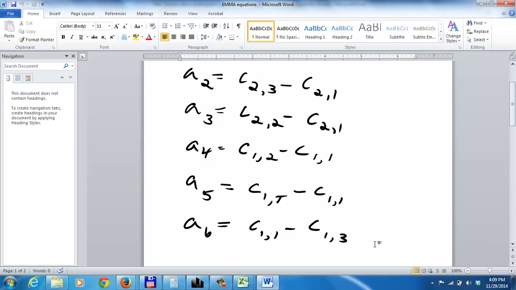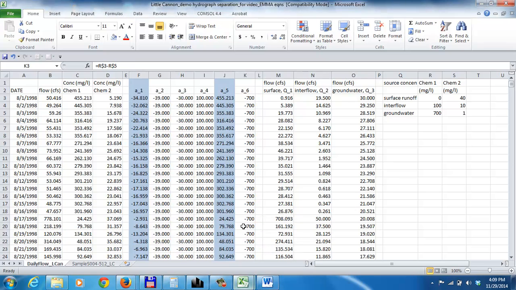So those can be defined, and if we go now to the spreadsheet, we'll see that I got A1, A2, A3, A4, A5, A6. The shaded columns are the ones that vary with time, because as I said before, A1 depends on the concentration of chemical 2 at the gauging station. A5 depends on the concentration of chemical 1 at the gauging station, and those vary from day to day. They are given by these concentrations here. So the first day in the data set is 455 for chemical 1 and 5.1 for chemical 2.